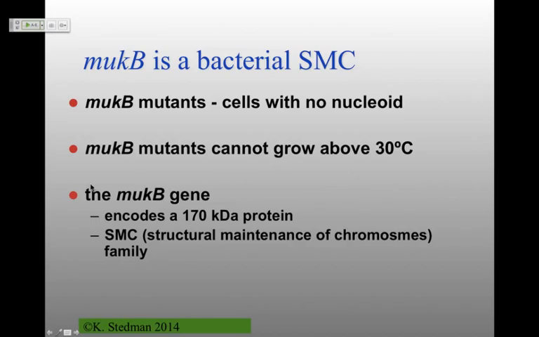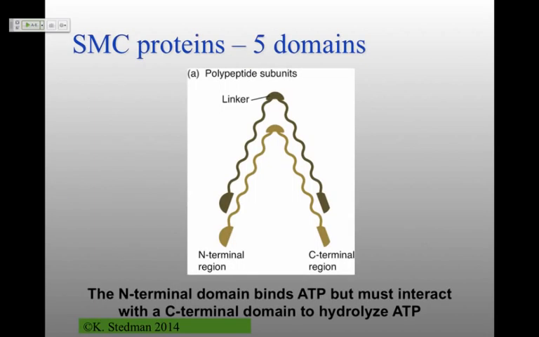Doing the same kind of processes we talked about last time and in the lecture on Monday, that gene has been cloned. We have the sequence of that gene. It makes a relatively large protein, 170,000 Daltons. And if you look at that sequence, that's how we know that it's similar to these eukaryotic SMC proteins. We also have figured out what the structure of this particular protein is, true for SMC proteins and for MukB. It's a 5-domain protein. It has an N-terminal region, a long helical region, a linker region, a second long helical region, and a C-terminal region.